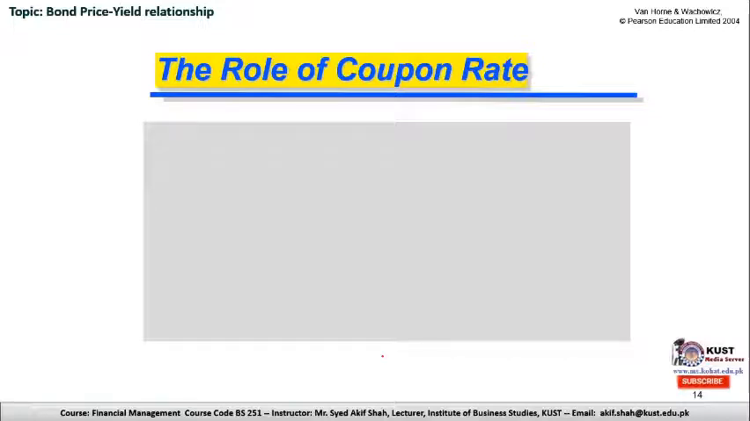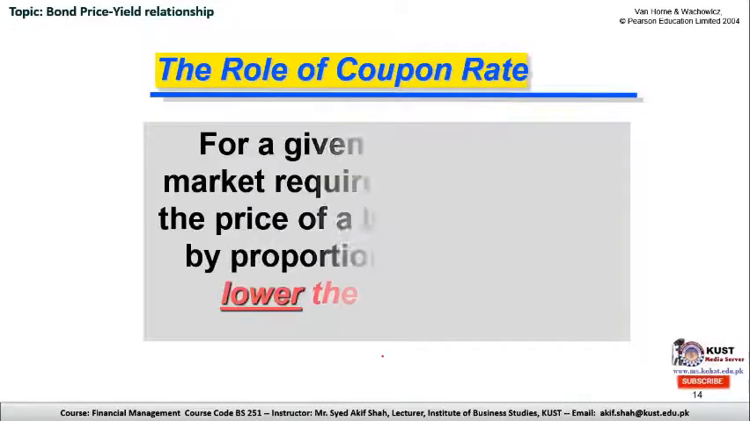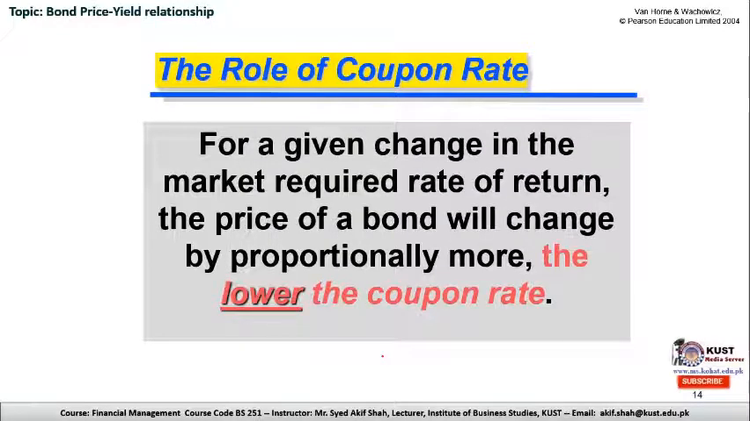Here we have the last condition, which is the role of coupon rate. Now we will have another condition, and the narration states that for a given change in the market required rate of return, the bond price will change proportionally more if there is a lower coupon rate. Now let's suppose we have the same example.